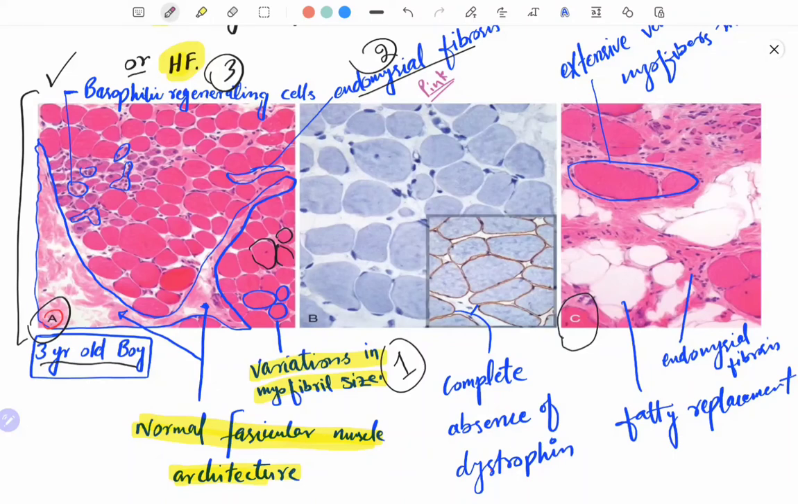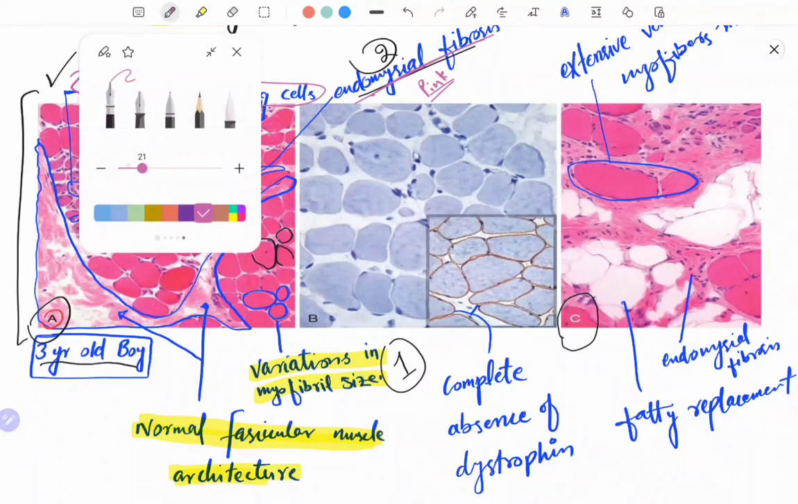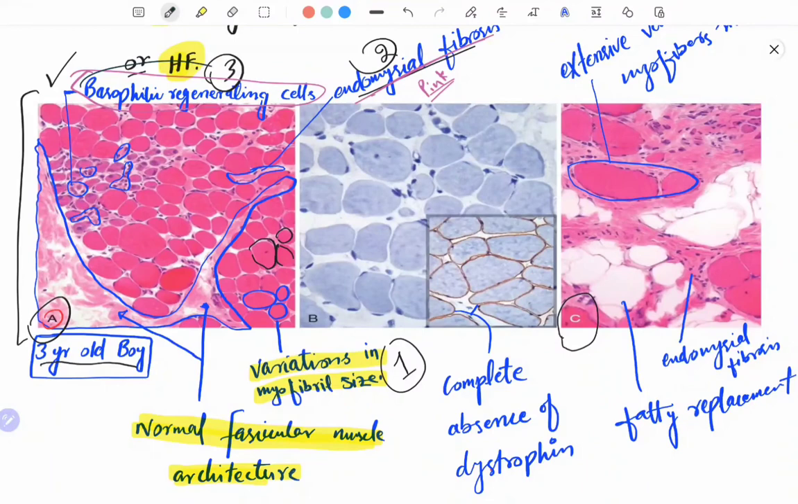This is the fibrosis, endomysial fibrosis. This is normally present, and this is the basophilic regeneration of the cell. You can see here basophilic, on the left side of this diagram. This is the basophilic regeneration of the cells. New cells are being formed here, and in this picture you can see that this brown demarcation around the myofibers shows the complete absence of the dystrophin.